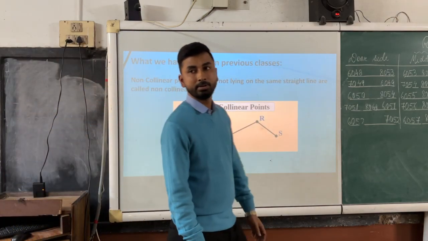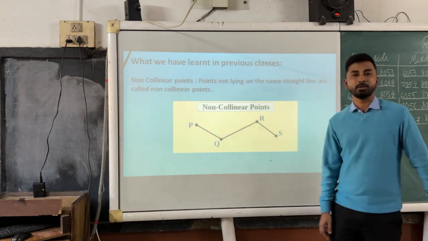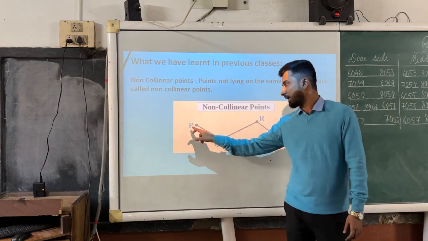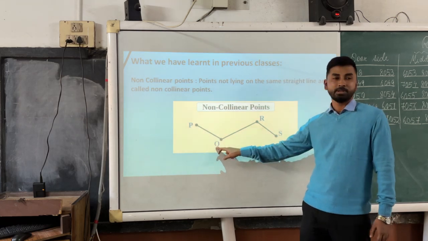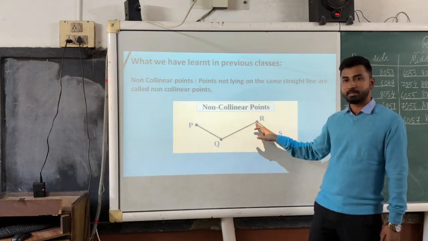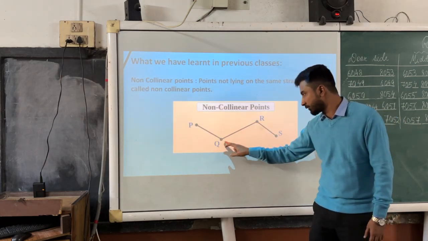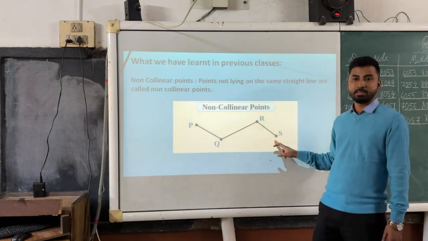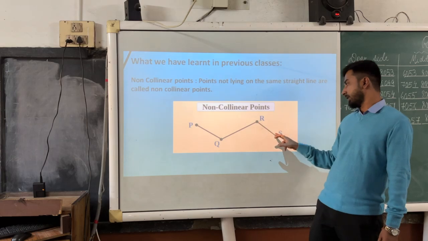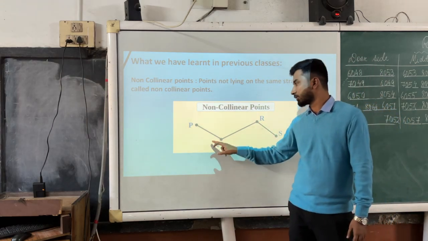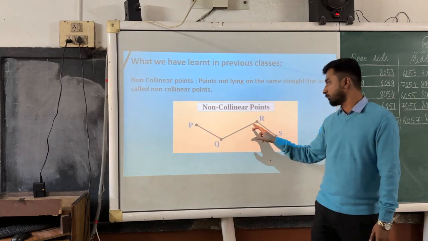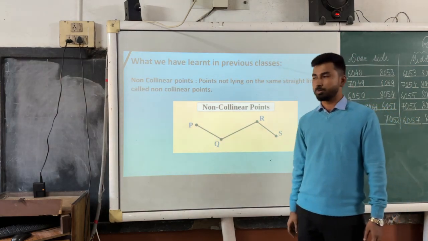Now, non-collinear points. Points not lying on the same straight line are called non-collinear points. When we draw a line passing through P and Q, it will not pass through R. Similarly, when we draw a line through Q and R, it will not pass through P as well as S. When we draw a line through R and S, it will not pass through Q and P. That means the given points P, Q, R and S are non-collinear points.